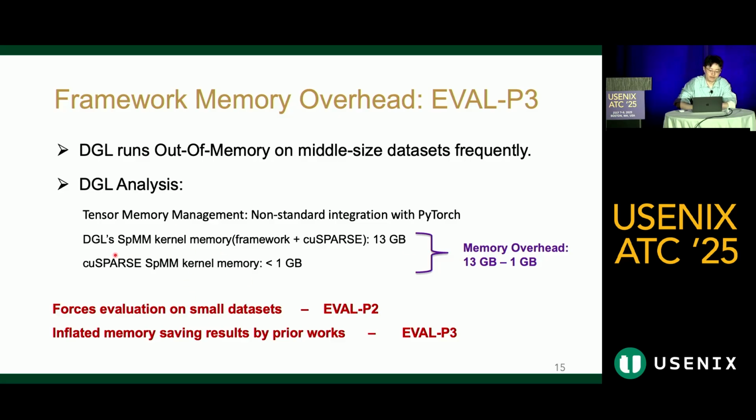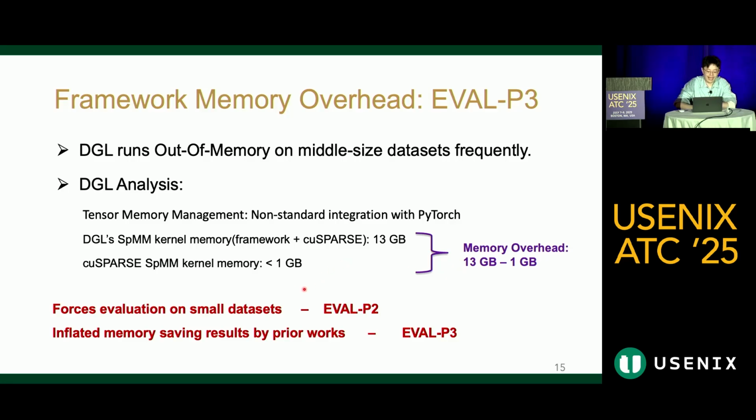What we do is we first run DGL's SPMM kernel to measure its memory. This includes the memory of the framework and cuSPARSE, which takes 13 gigabytes. Then we run the cuSPARSE SPMM kernel from NVIDIA directly, which only needs 1 gigabyte. So we can calculate that the memory overhead is around 12 gigabytes.